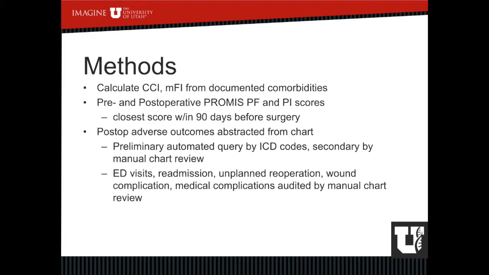We also calculated their Charlson comorbidity index and their modified frailty index by the usual method using their documented comorbidities. The PROMIS scores included the preoperative one, which was the closest score within 90 days prior to surgery. And then all these patients had a postoperative score up to 12 months. We then looked at the postoperative adverse outcomes by abstracting the chart, initially by an automated query using diagnostic codes, and secondarily by manual chart review. All the patients who had the outcomes of interest, such as ED visits, readmissions, unplanned reoperations, and wound healing complications, were audited by manual chart review to confirm the findings.